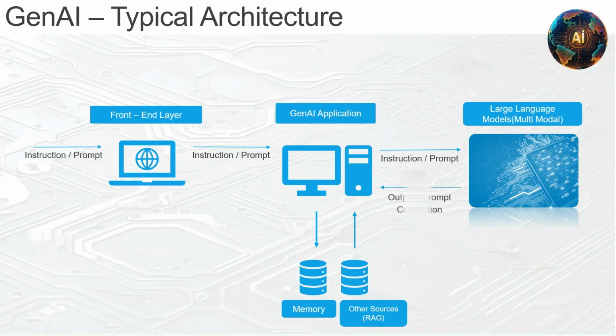This generates a response. That response is sent to the application layer, which formats and sends it back to the front end, which then shows it as a completion to the user, or to you. This is the entire end to end flow and a typical architecture for a GenAI application.